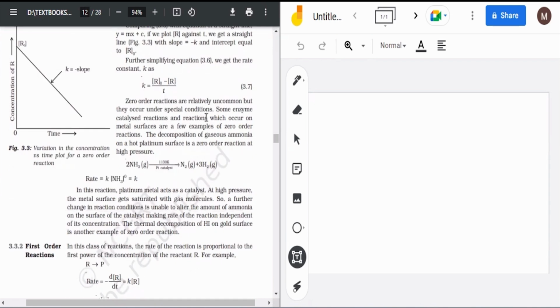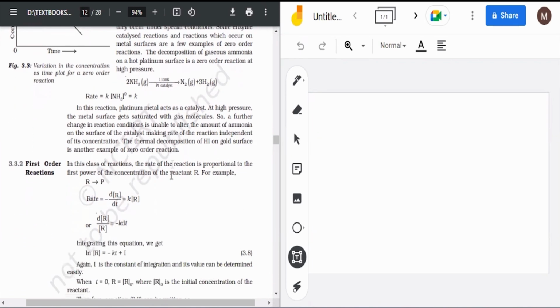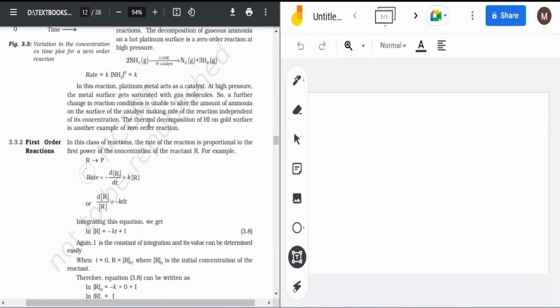Then zero order reactions are relatively uncommon because they occur in special conditions. Decomposition of gaseous ammonia is a zero order reaction at high pressure. Like its examples हैं जिसको आपको याद करने पड़ेंगे. In this reaction, platinum metal acts as a catalyst. At high pressure the metal surface gets saturated with gas molecules, so any change in reaction conditions is unable to alter the amount of ammonia on the surface of the catalyst, making the rate of reaction independent of concentration. ठीक है. बाकी थर्मल डिकॉम्पोजिशन ऑफ HI इन गोल्ड सरफेस भी जीरो ऑर्डर रिएक्शन का एग्जांपल है. तो ये दो तीन एग्जांपल्स हैं जो आपको याद होने चाहिए.